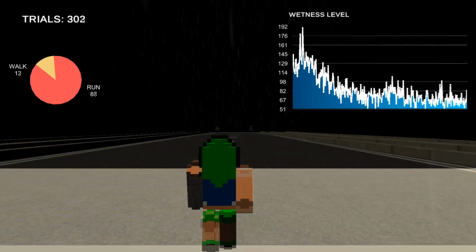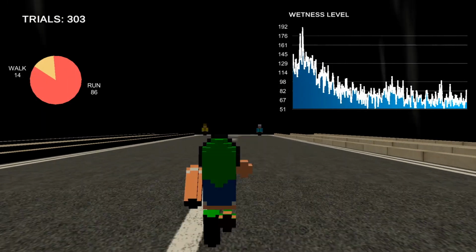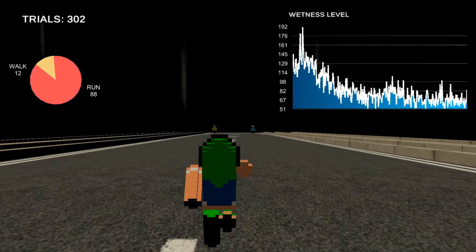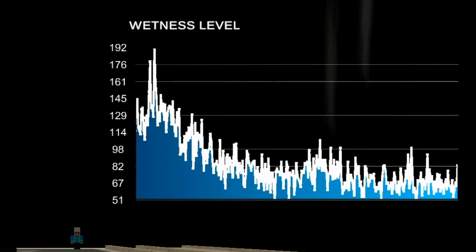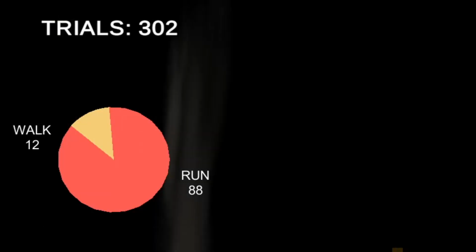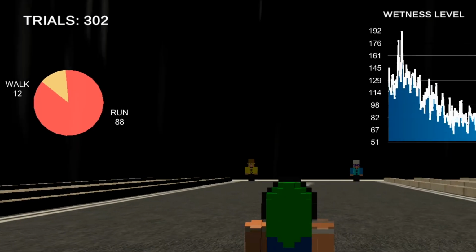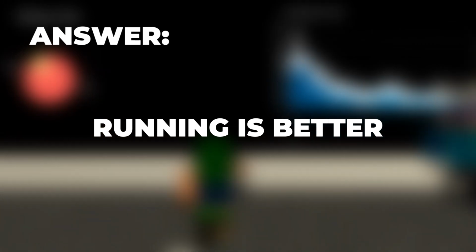After around 150,000 training steps, which correspond to a little over 300 trials, the AI seems to have stabilized. The cumulative reward and the entropy over time confirm that the AI has indeed reached a relatively stable state. Looking at the graphs, it is clear that it managed to reach an optimal wetness level for the current simulation. In this context, 90% of the time, the AI has chosen to run instead of walk. Therefore, we could argue that the answer to our initial query is quite clear. According to artificial intelligence, it is better to run rather than walk in the rain.